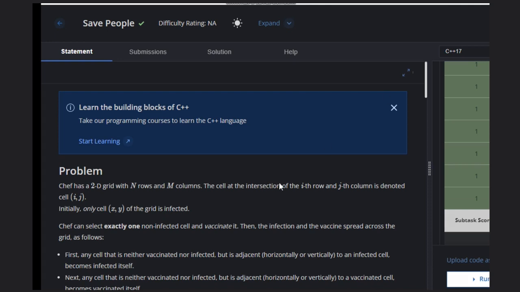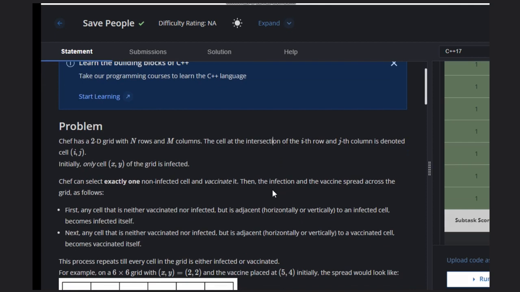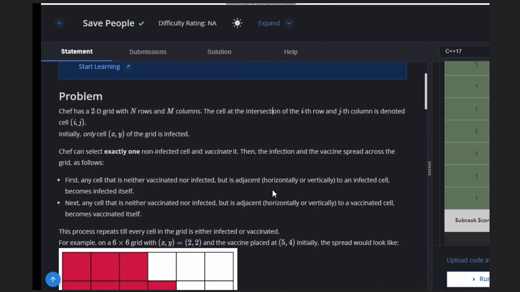Today we are going to see the problem Save People. Okay, so let's read the problem statement. We have a problem that Save has a 2D grid with n rows and m columns. The cell at the intersection of the ith row and jth column is denoted by cell (i, j).